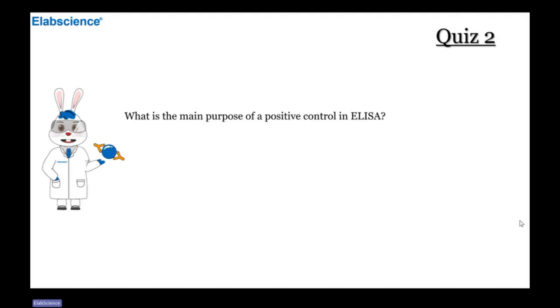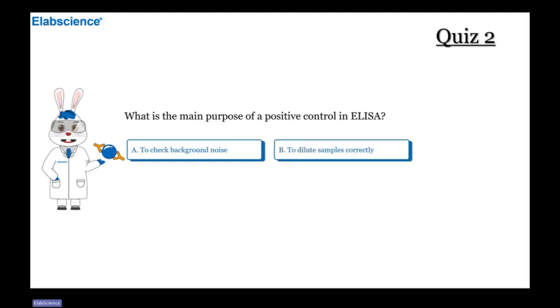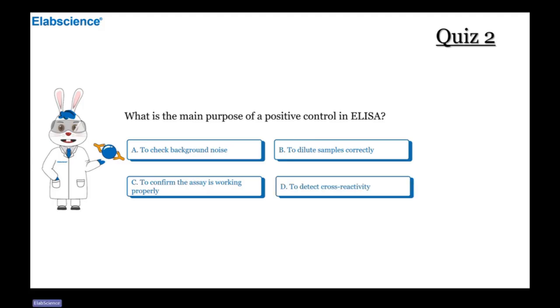Let's go to the second one. What is the main purpose of a positive control in ELISA kits? I think this part relates to the first part of the presentation. Option A is to check the background noise. B is to dilute the samples correctly. C is to confirm the assay is working properly. And D is to detect cross-reactivity. Which one is the correct answer?